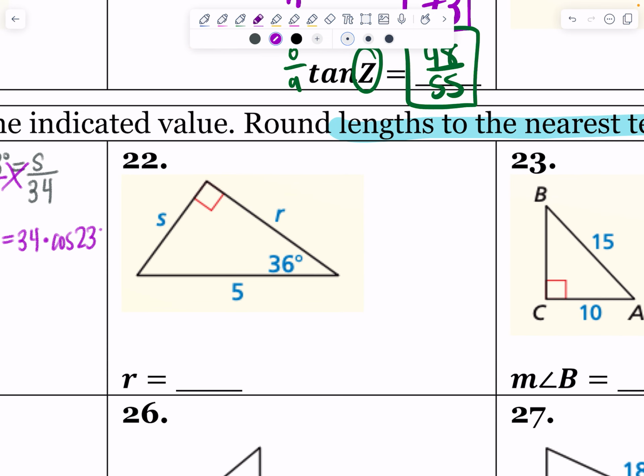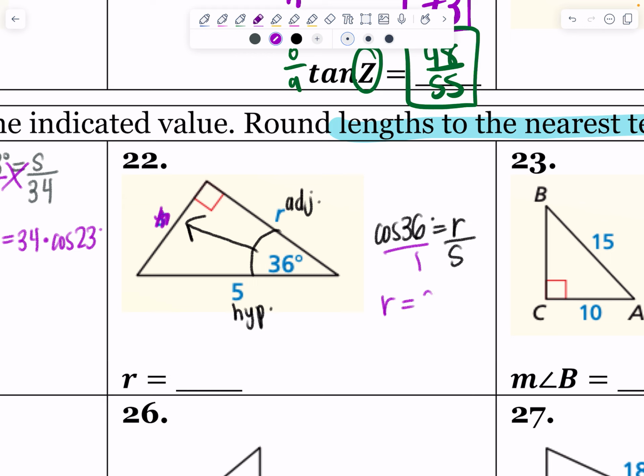For number 22, we're solving for r. So again, I'm going to scribble out s. I don't need it. It's on there as a distractor. So from 36, that would have been my opposite. So what is my r? R is adjacent. What is my 5? That is my hypotenuse. So again, that's going to be another cosine. I'm solving for a side length. So the cosine of 36 is going to be the adjacent to 36, which is r, over the hypotenuse of 36, which is 5. Again, I'm going to put this over 1 and cross multiply.